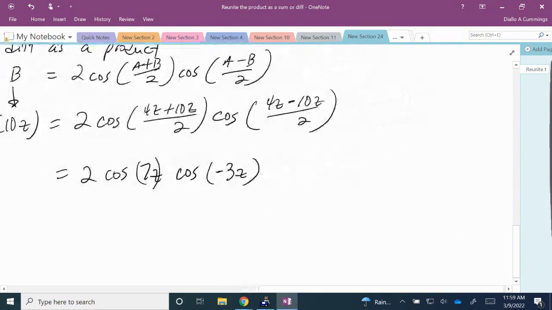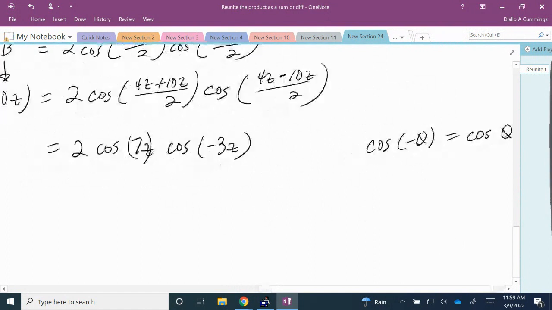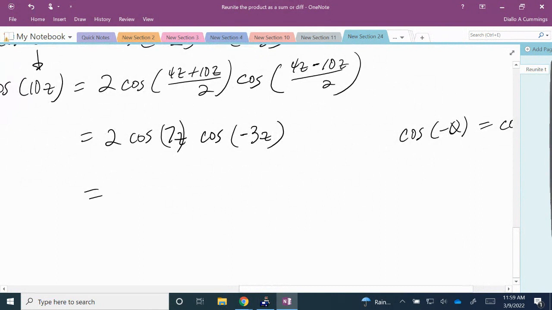From our negative number identities, the cosine of negative theta is equal to the cosine of positive theta. So I think they may let you get away with this, but technically you should write this out as 2 times the cosine of 7z times the cosine of 3z.